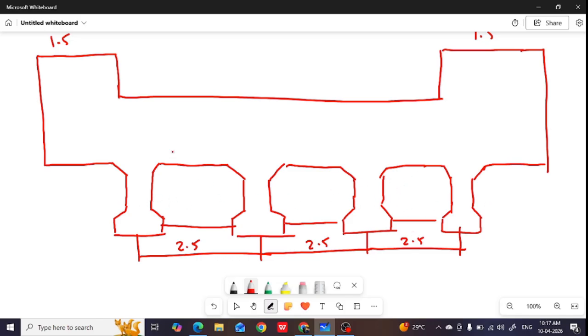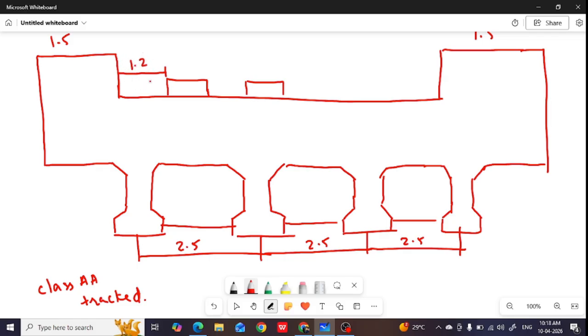Okay, so how are you putting the load? The load is class AA tracked vehicle. It is having 2 tracks. You are putting one track here and you are putting another track here. The distance of this track from the edge of the footing is 1.2. So this is called clearance.